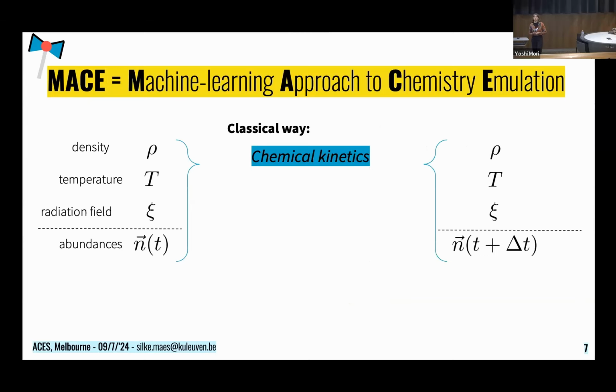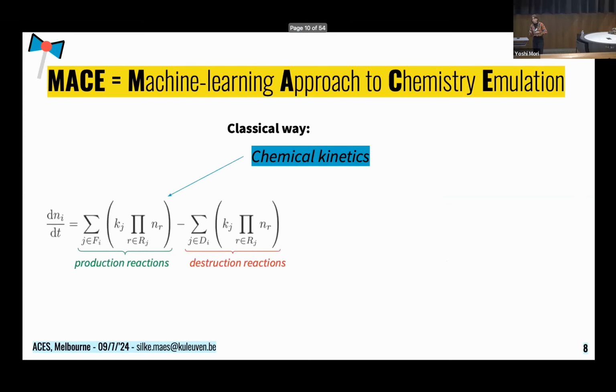So we start with some physical setup, which are just the physical parameters, given by the density, the temperature, and also some information about radiation. And then we start off from a set of abundances. If we evolve this using chemical kinetics, we can then predict the final state of these chemical abundances at some later time step, delta t, where generally in the basic formalism, we keep the physics constant.